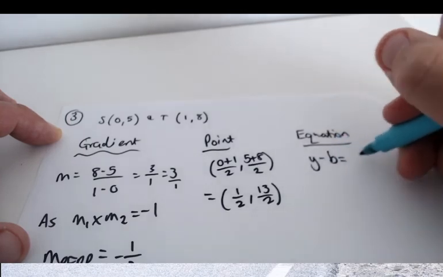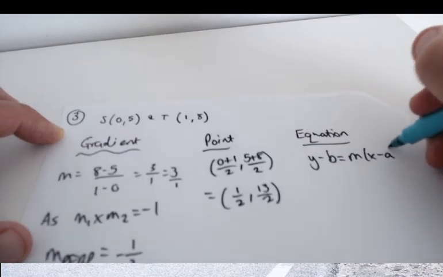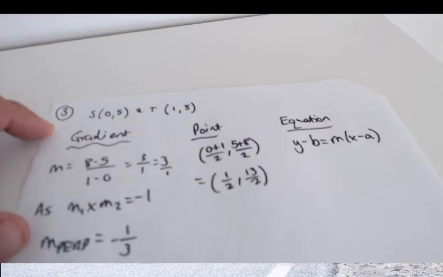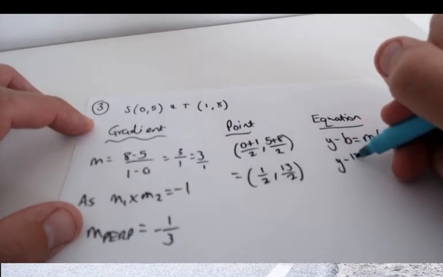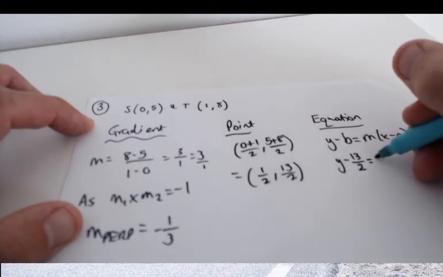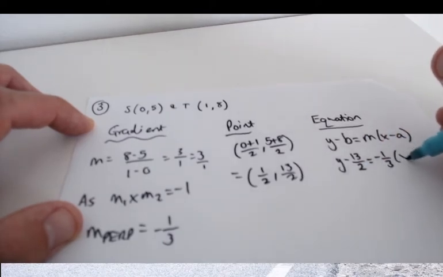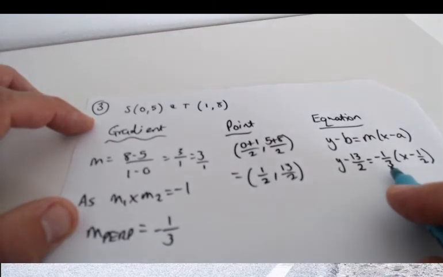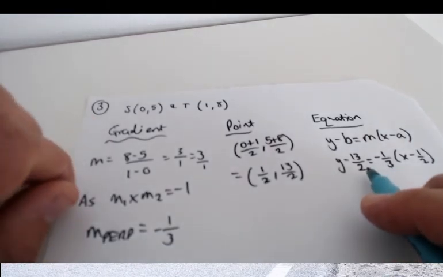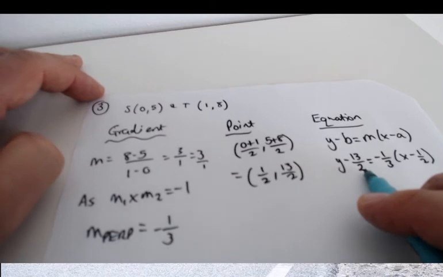y minus b equals m bracket x minus a. Okay, fill it in. This could get messy, people. y minus 13 over 2 equals minus 1/3 x minus a half. The bottom number is a 3 here, but I also notice I have a 2 here. This could cause a little bit of confusion, I fear.